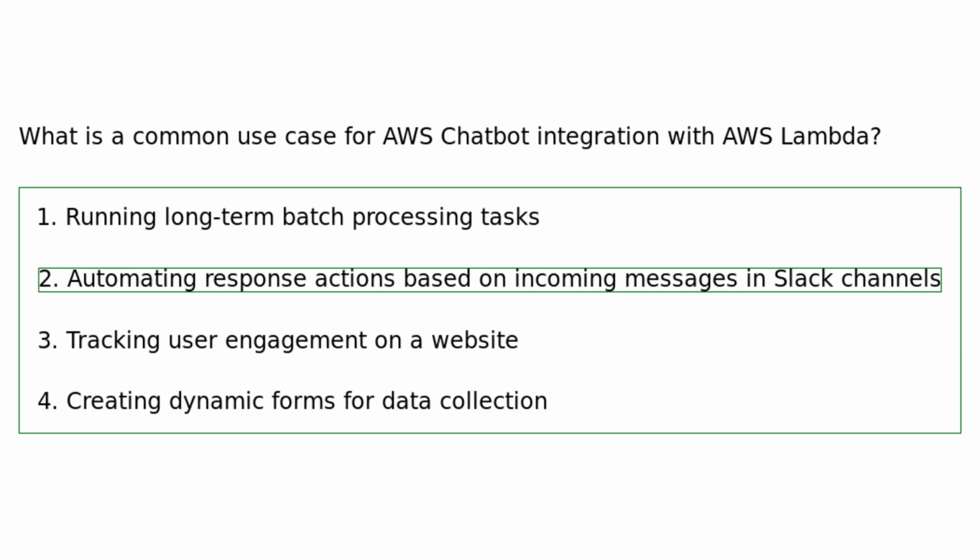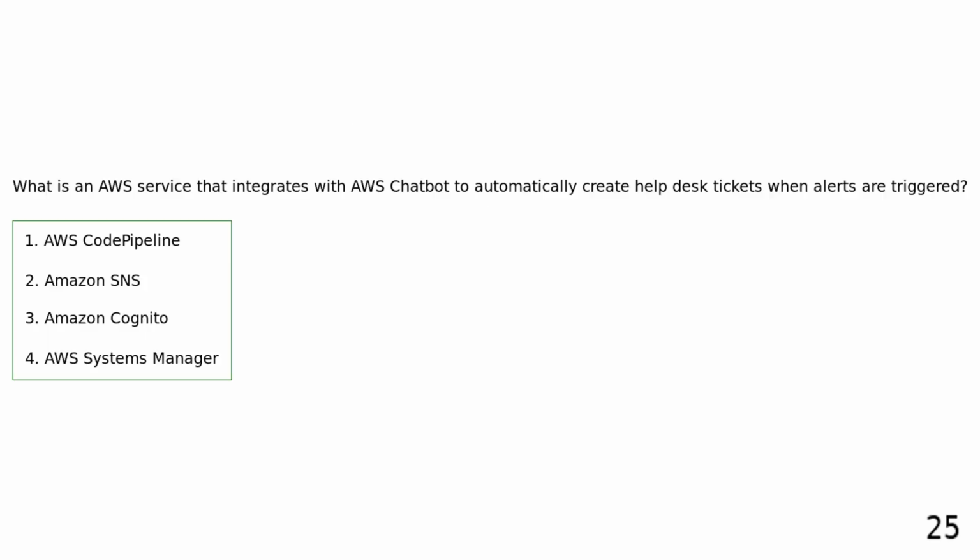A common use case for AWS Chatbot integration with AWS Lambda is automating response actions based on incoming messages in Slack channels, allowing for real-time interaction and event-triggered workflows. What is an AWS service that integrates with AWS Chatbot to automatically create help desk tickets when alerts are triggered?